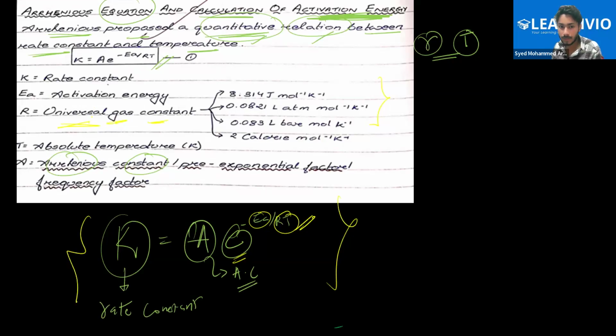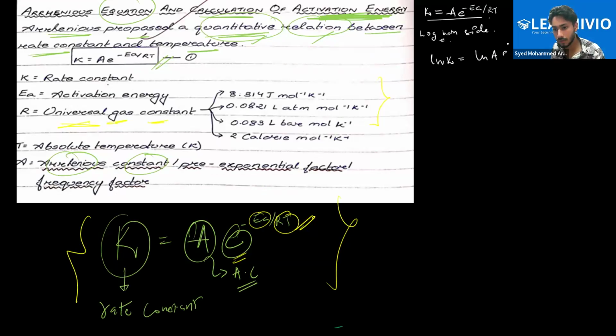Now we are going to draw a graph. How will we draw the graph? See, the equation would be this: K equals A e to the power of minus EA upon my RT. What I am going to do is take log on both sides, basically log base e. So ln K equals ln of A e to the power of minus EA upon my RT. Understood? Now I'm going to use the log property, this one that I'm using here.